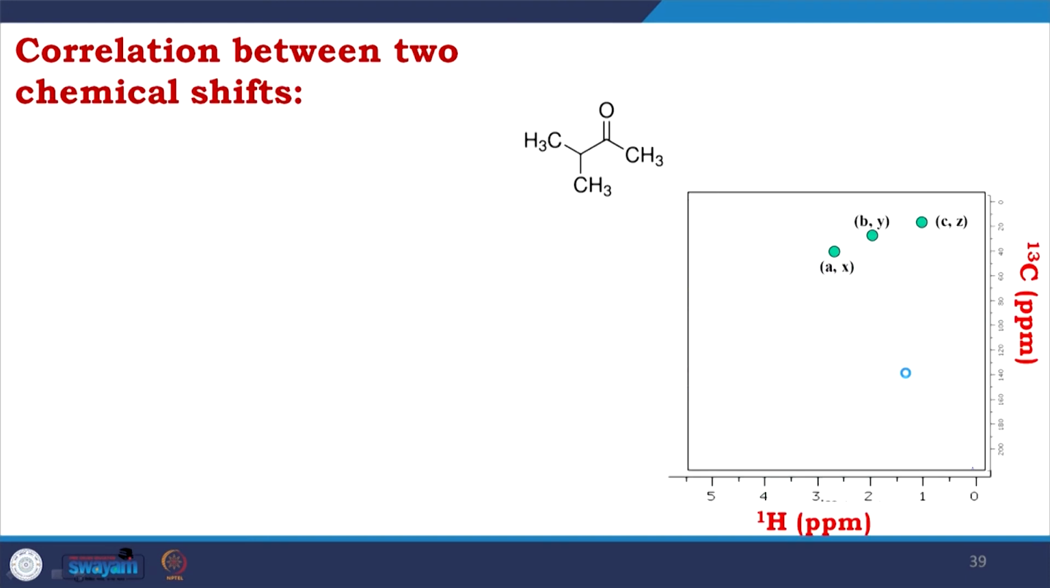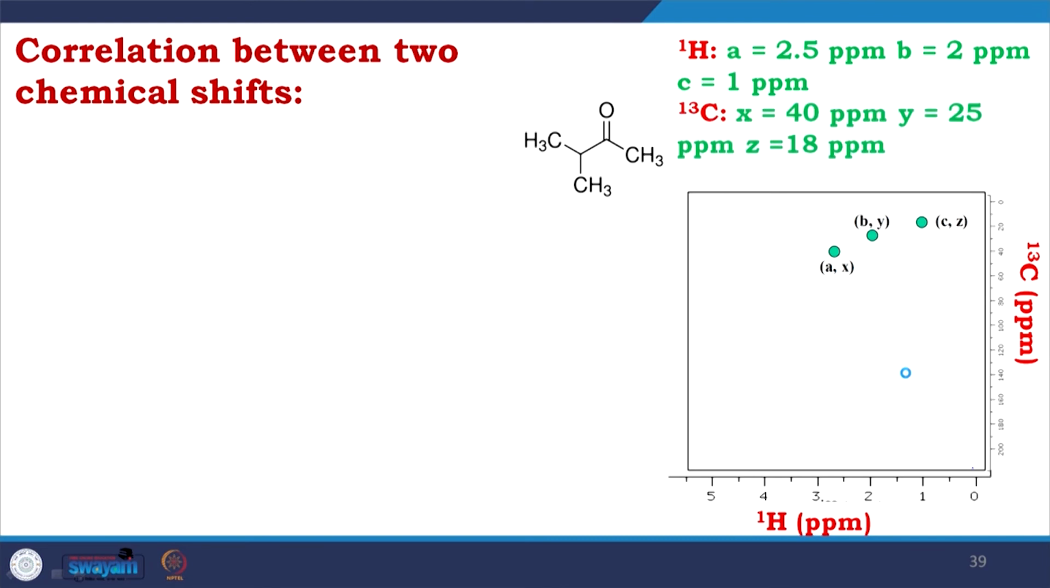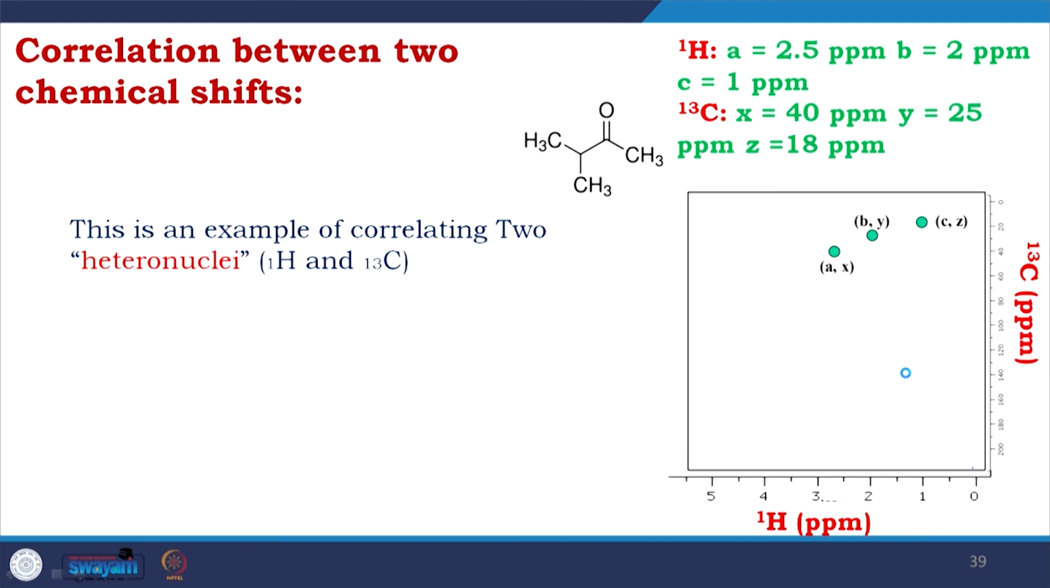If you look at protons A, B, C, they have 3 peaks: A at 2.5 ppm, B at 2 ppm and C at 1 ppm. The carbon's 3 peaks which are combining are at 40 ppm, 25 ppm and 18 ppm. So, this is an example of correlating heteronuclei, because we are combining 1H with 13C, right.